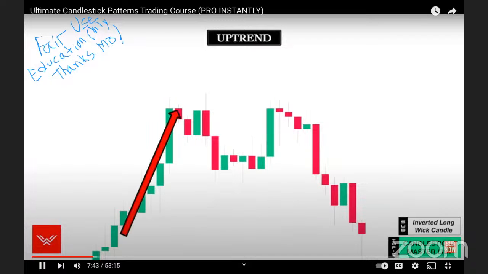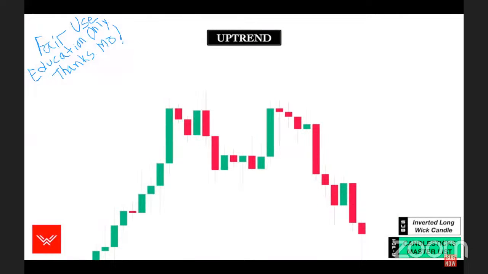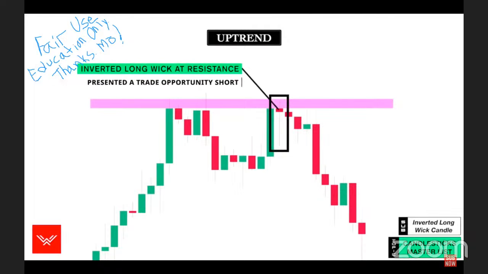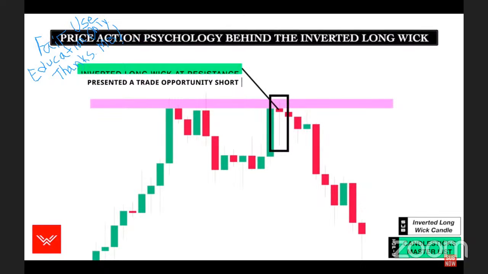First, price came up, hit and reversed, giving you a key level of resistance. As price came back up, you had the inverted long wick candle form right at the key level of resistance, which presented a trade opportunity short. So what is the price action psychology behind this pattern?